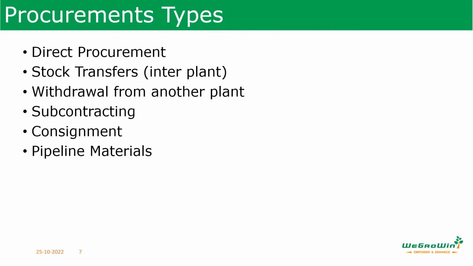The special procurements may be of different types. It may be a stock transfer between two plants, interplant, or it may be a withdrawal from another plant, or it may be a subcontracting process, or a consignment process, or it may be pipeline materials. Like this, different kinds of procurement types will be there. We will be discussing some specific special procurement types later in this course.